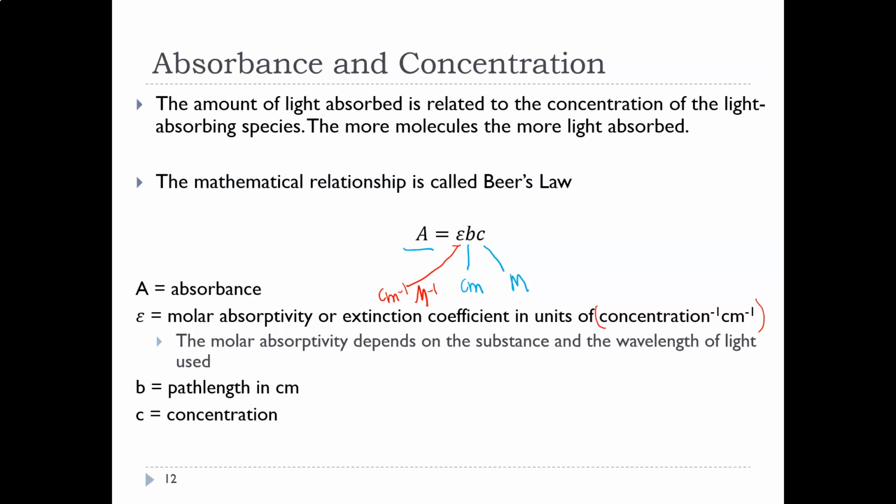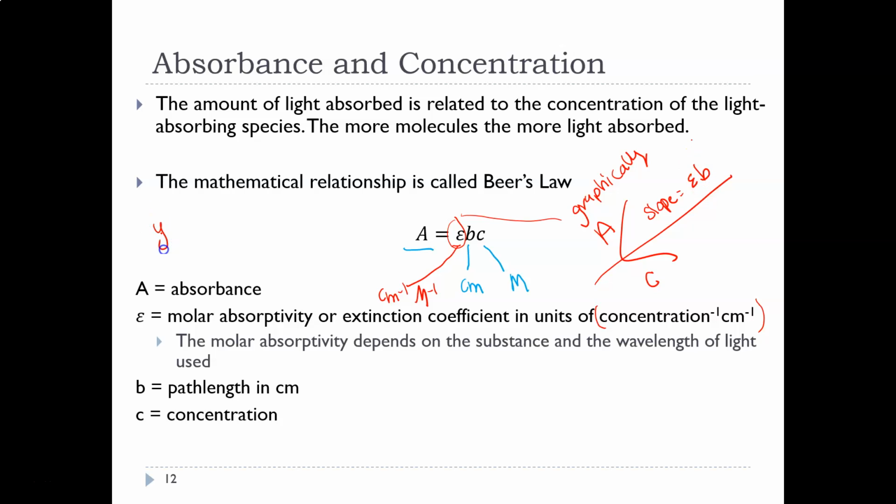Now, I will tell you, and we'll reinforce this later, that the molar absorptivity or the extinction coefficient in the lab, we typically determine it graphically, where we put absorbance along the y-axis and concentration along the x-axis, where the slope is going to be equal to the extinction coefficient times the path length.